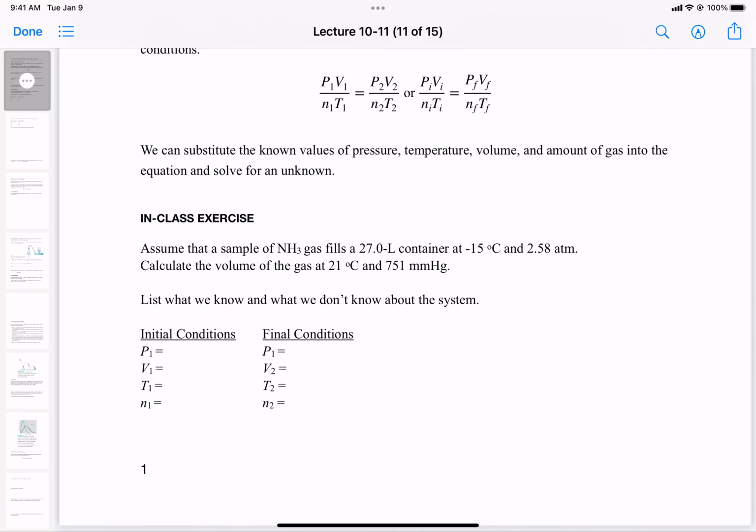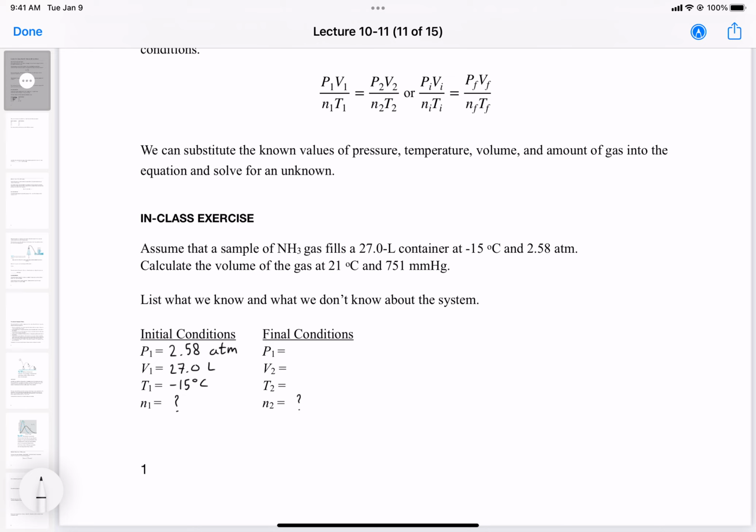Assume a sample of ammonia gas fills a 27-liter container at negative 15 degrees Celsius and 2.58 ATM. Let's calculate the volume of the gas at 21 degrees and 751 millimeters of mercury. Okay, so let's list what we know about the system. P1 is 2.58 ATM. V1 is 27 liters. And temperature 1 is negative 15 degrees Celsius. We don't know the amount of gas in either case, so we're going to put a question mark there.